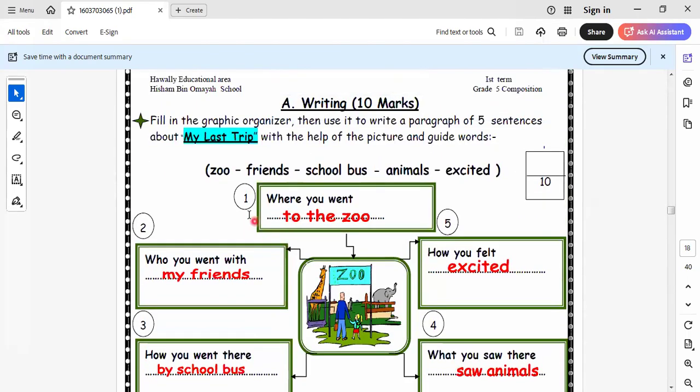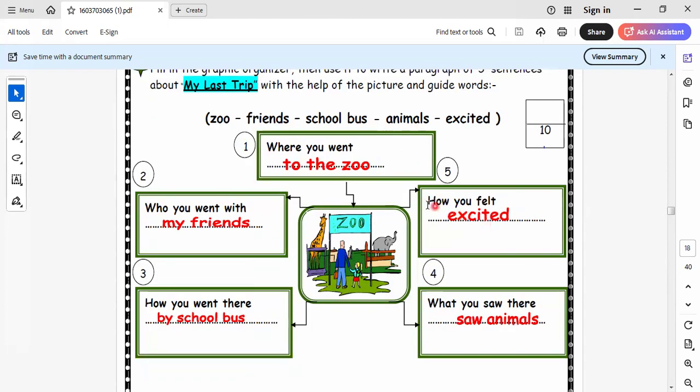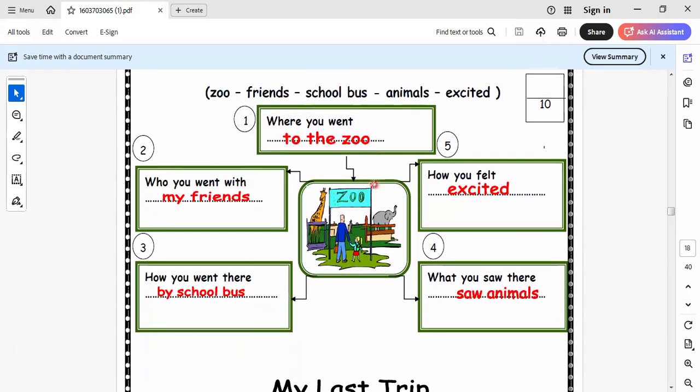Here we talk about the zoo. My last trip about the zoo. Zoo, friends, school bus, animals, excited. I think many countries have a zoo, and we have Giza Zoo in Egypt. This is a famous place that many families want to visit because it's amazing.